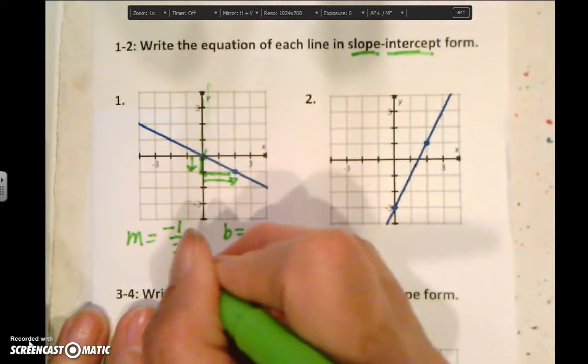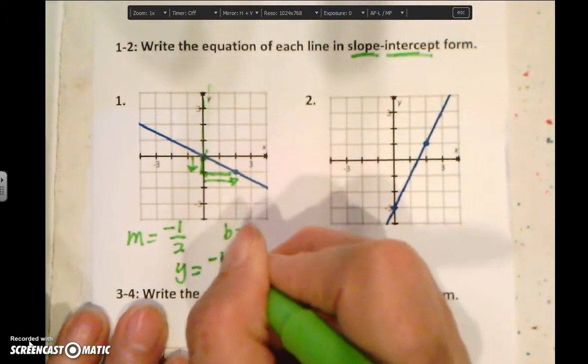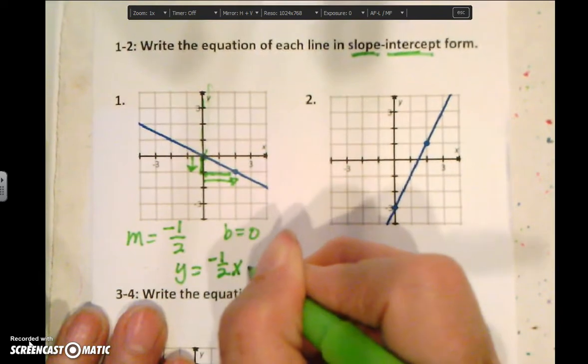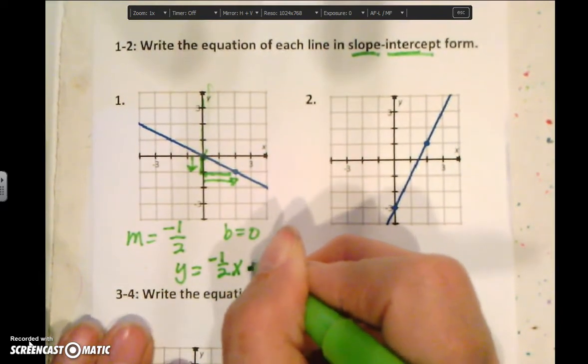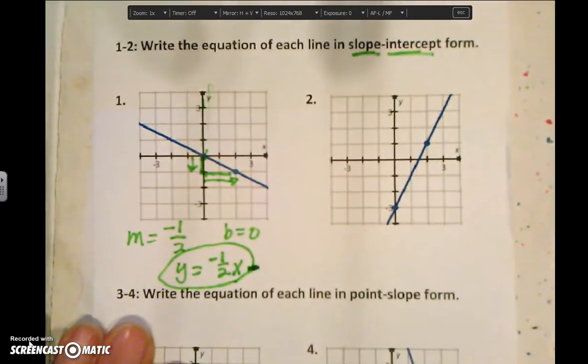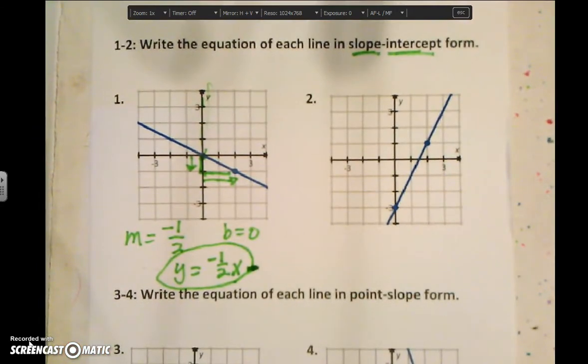So the equation of our line is going to be y is equal to negative 1/2 x, well, plus nothing. So I'm not going to write anything there. I'm just going to circle it right there instead of writing the 0.